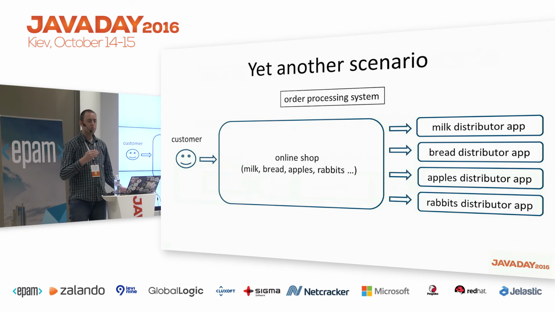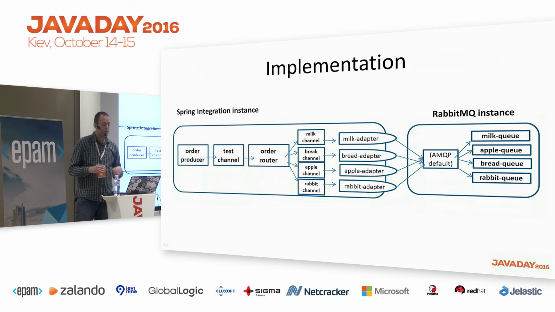And that order processing system may decide to split the different types of orders for processing by different types of distributor applications. For example, milk is delivered by one distributor and bread is delivered by another distributor by means of another application. So we need to implement that system that basically processes different types of orders to different types of systems. And using RabbitMQ and with Spring integration, we can achieve that scenario in the following way.